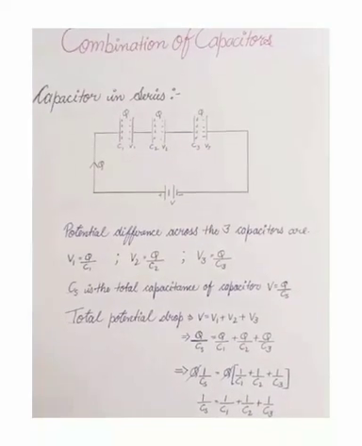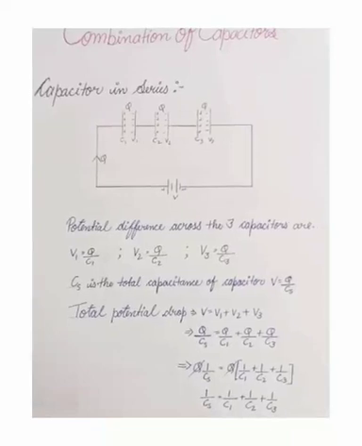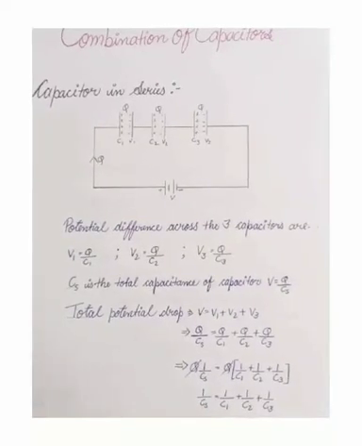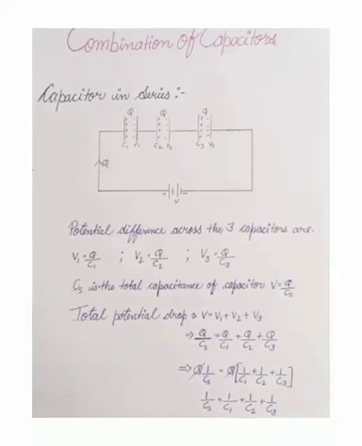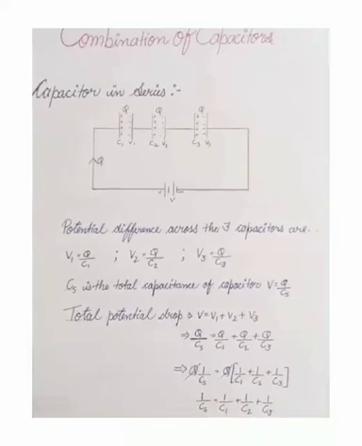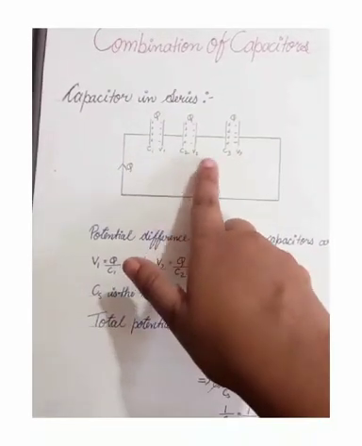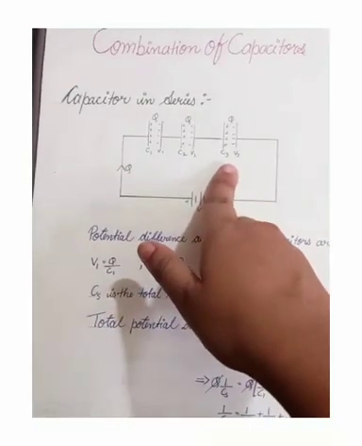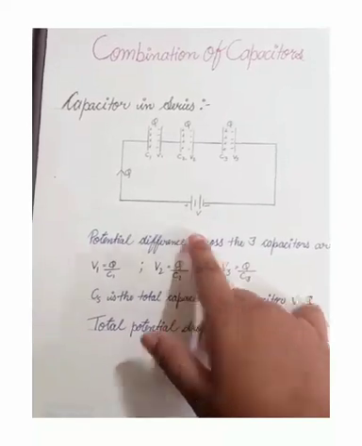When a number of capacitors are connected such that the charge on every capacitor is the same, then they are said to be connected in series combination. In the figure, the three capacitors of capacitance C1, C2 and C3 are connected in series. V is the potential difference across the circuit.